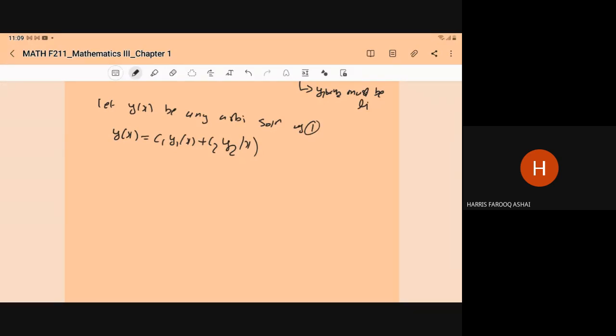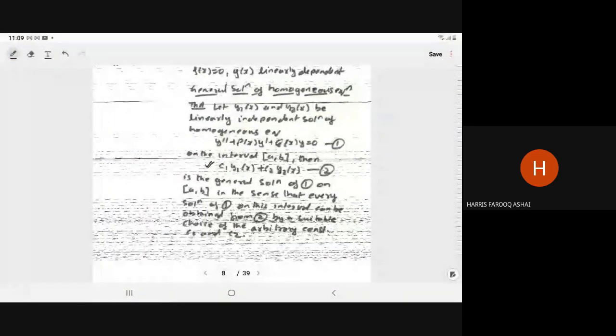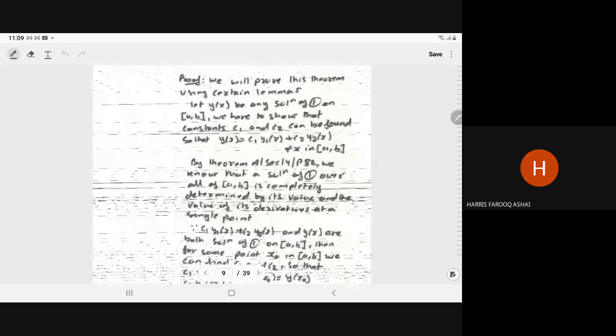Because if yx is an arbitrary solution and with a proper choice of c1 and c2 you can obtain the arbitrary solution, then we say c1 y1 plus c2 y2 is the general solution. That is our statement. For the proper choice of c1 and c2 we can obtain this. So that is the gist of theorem 15.